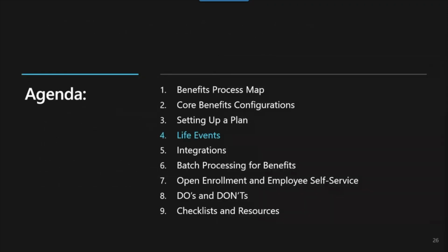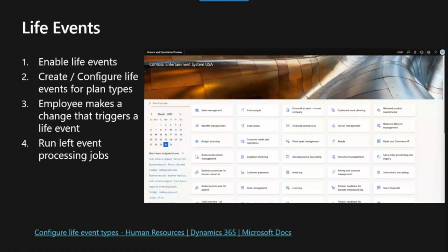Now that we've had a look at how to set up all the configurations and benefit plans, let's switch gears and talk a little bit about life events. Life events are events that occur in an employee's life that could affect their eligibility for benefits. Common examples are getting married, having children, moving, and so on. The eligibility for plans or coverage options for those plans are dependent on this information.